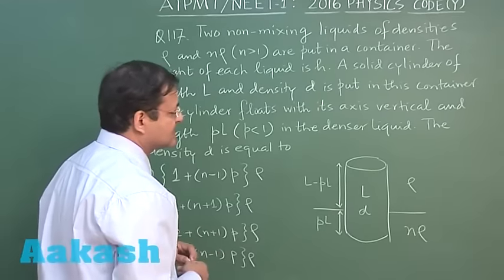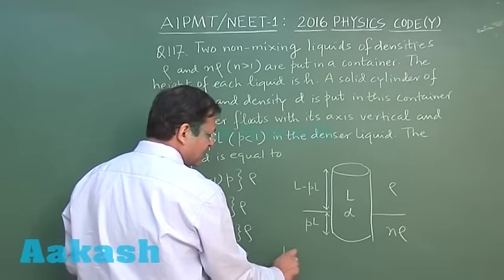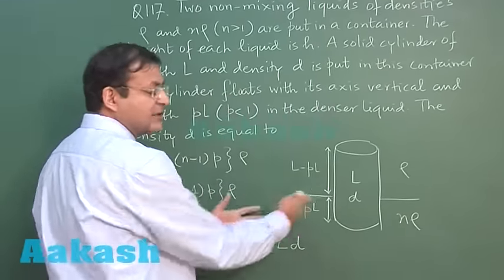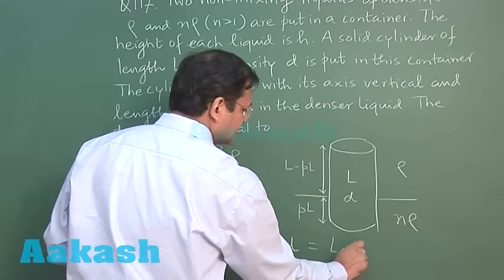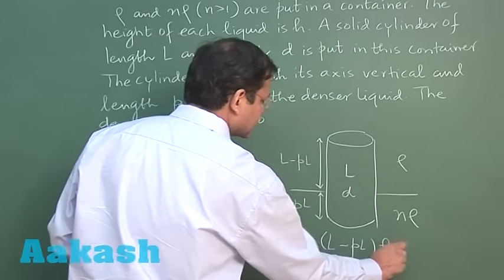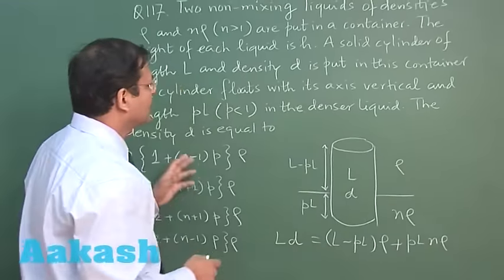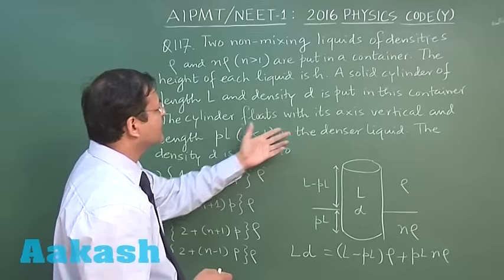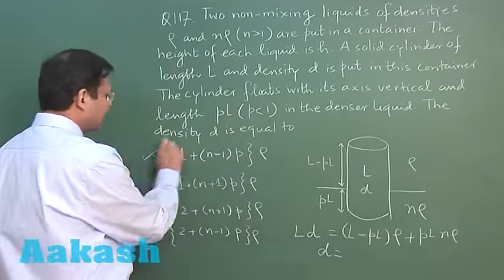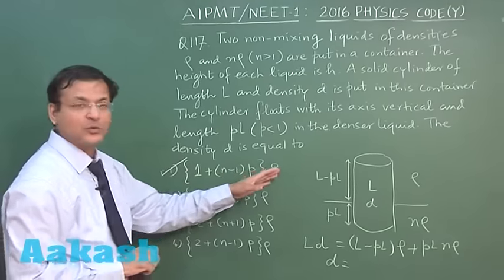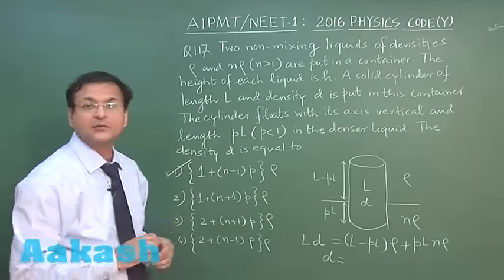Now you do the mass balance. If you consider area as A, then A into L into D. I am simply obviating this A. I am taking just the total mass L into D, proportional to that of course, is equal to this much mass, that is L minus PL multiplied by rho plus this PL multiplied by n rho. If you balance this thing, you can calculate the density. They are asking you to find out the density D. So D will be calculated from here. You will be marking answer 1, that is 1 plus n minus 1 p into rho. So I am marking answer 1 for question 117.